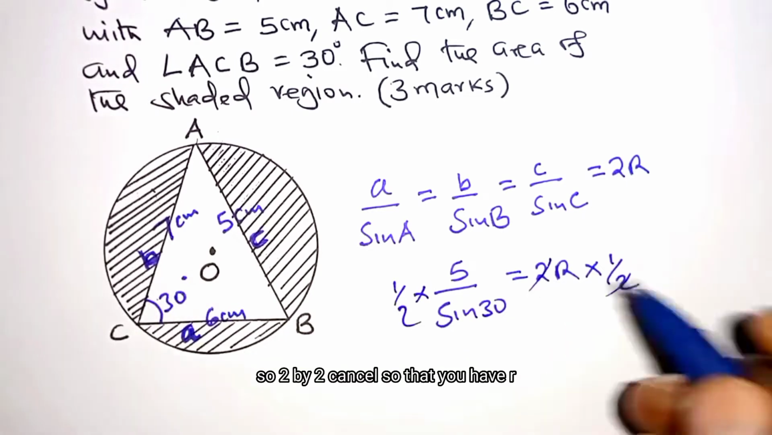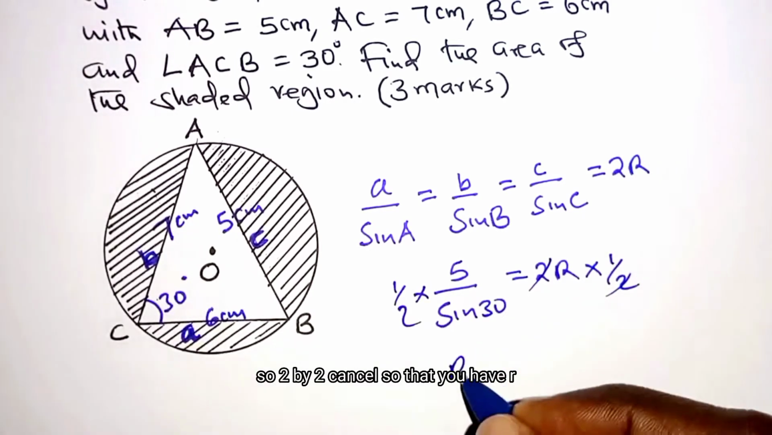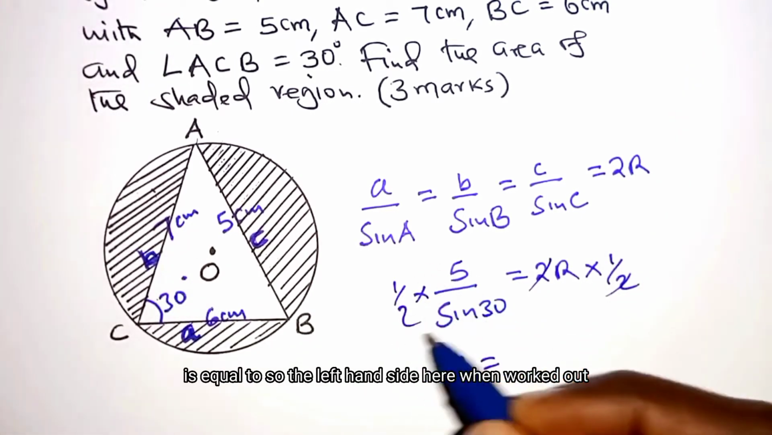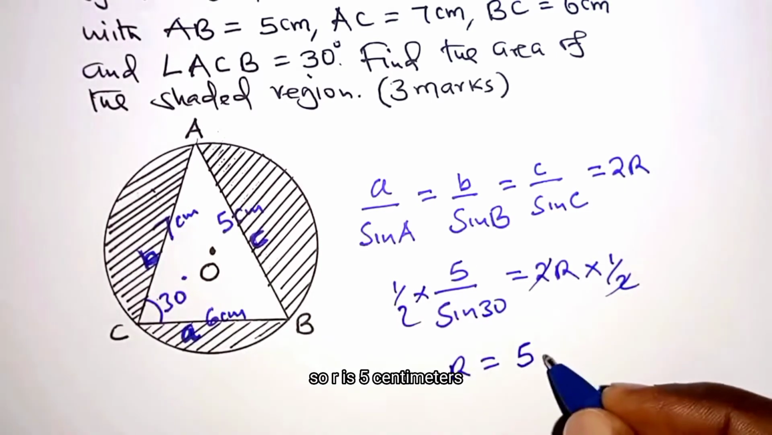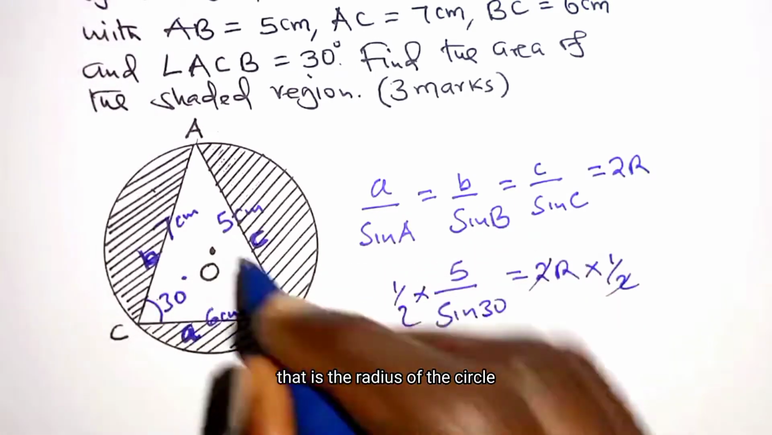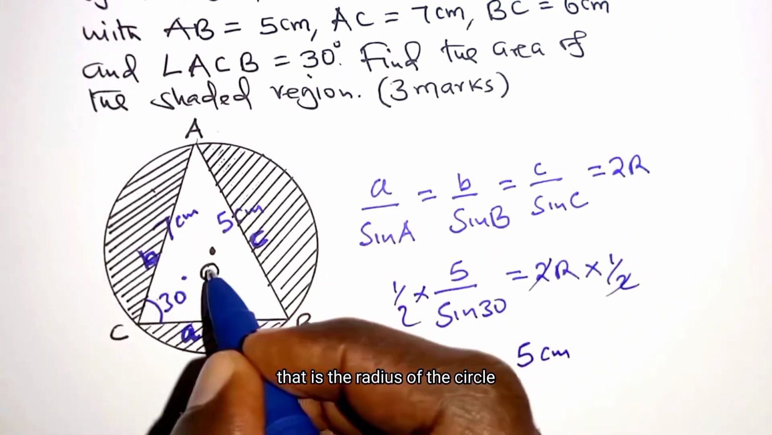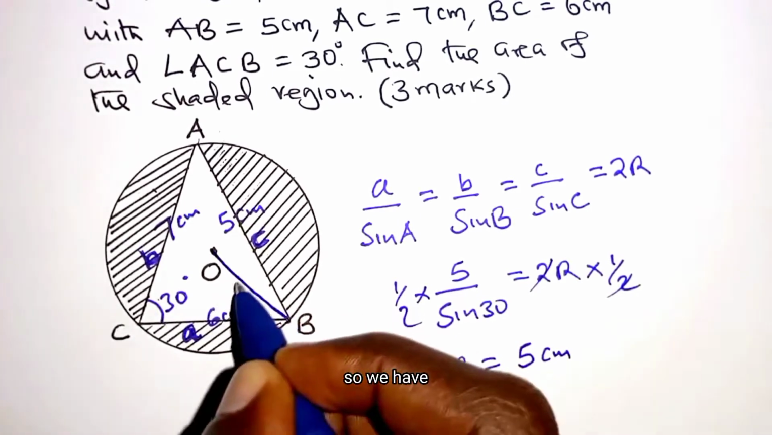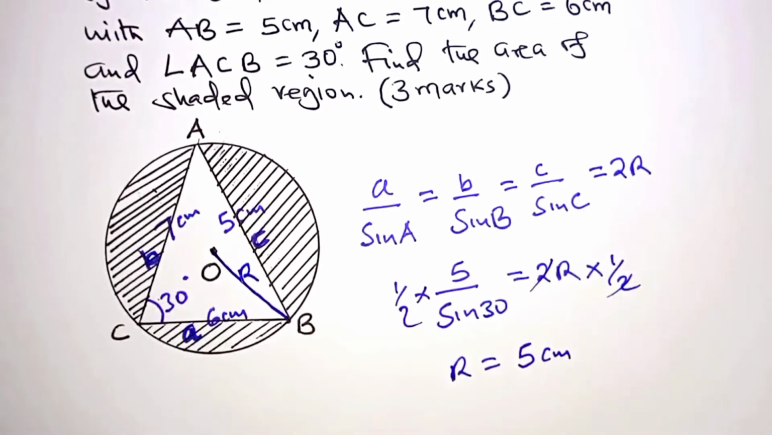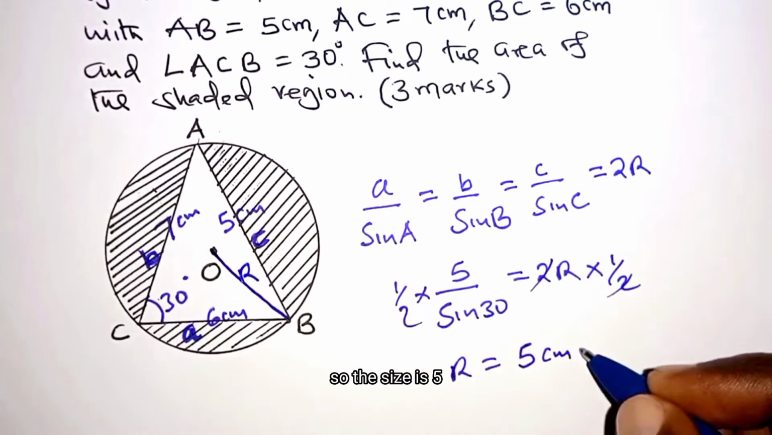So 2 by 2 cancels, so that we have R is equal to, so the left hand side here when worked out should give us 5. So R is 5 centimeters. That is the radius of this circle. This is where we have R. So the size is 5.